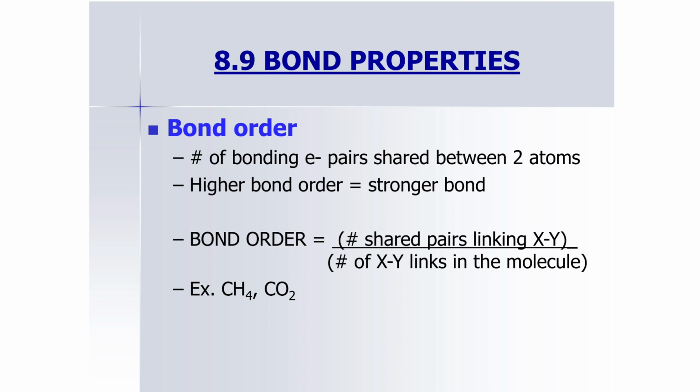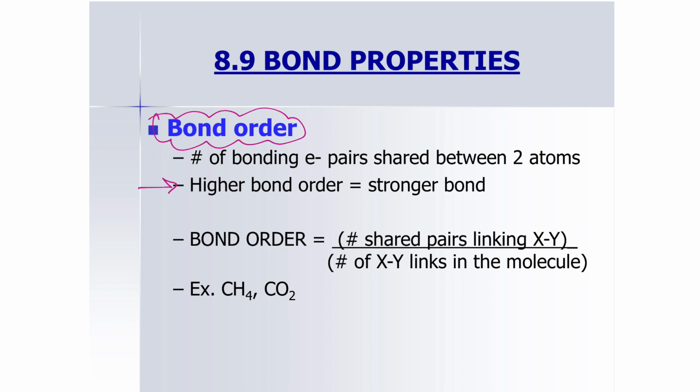So first, one bond property we can discuss is bond order. Okay, so what is bond order? It's essentially a number that's going to tell you the ratio of the shared pairs of electrons between two atoms and how many linkages or link locations there are in the molecule. So it's essentially going to be a number that's going to kind of give us some information about the strength of that bond, because the higher that bond order number, the stronger the bond will be.